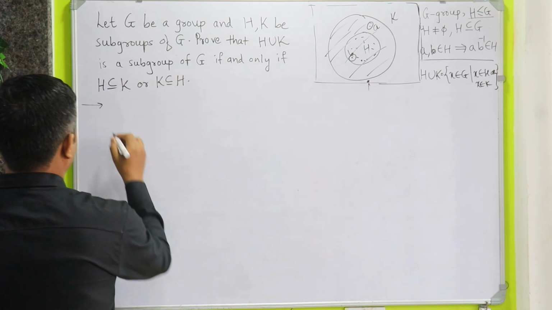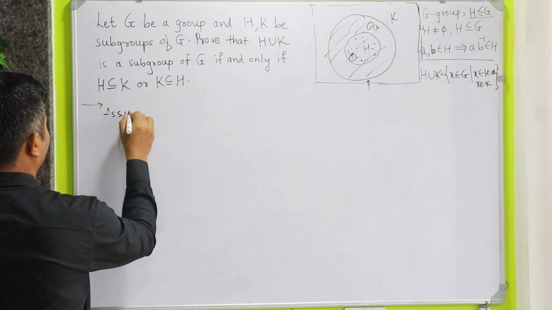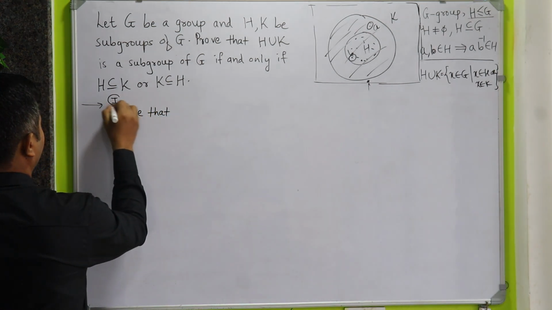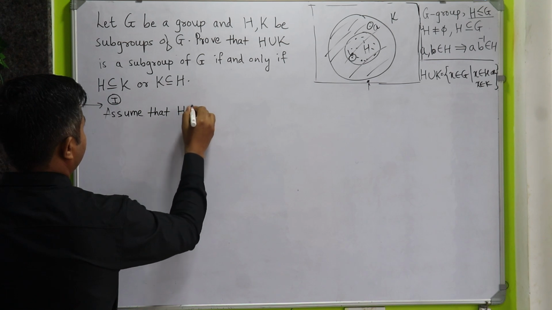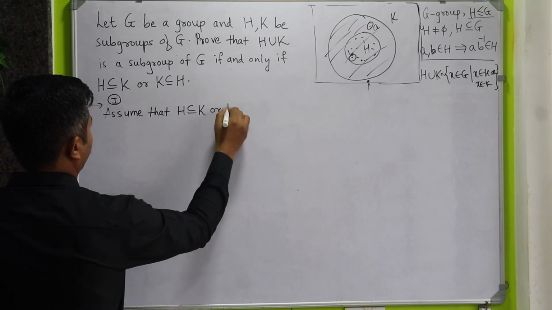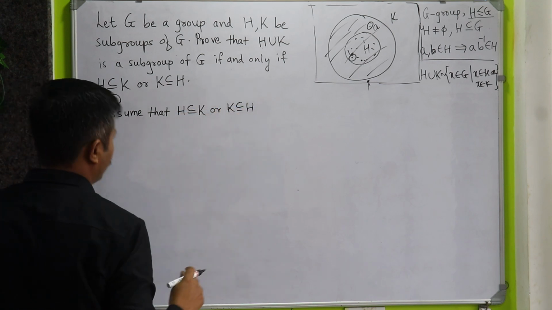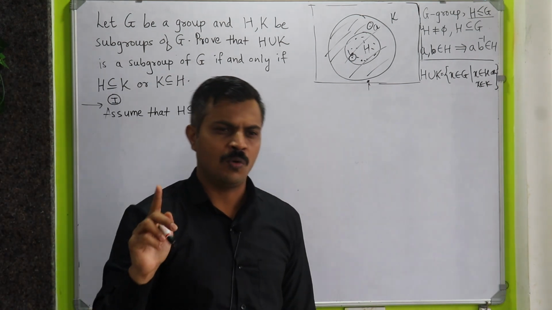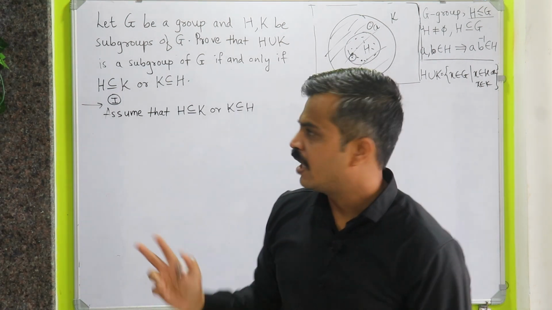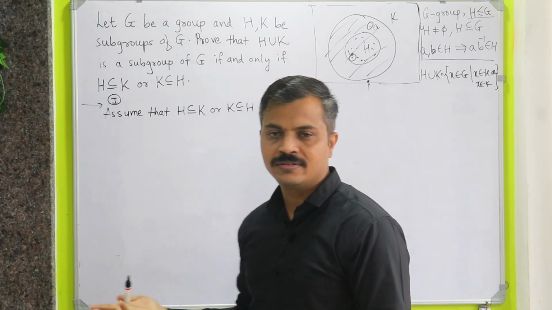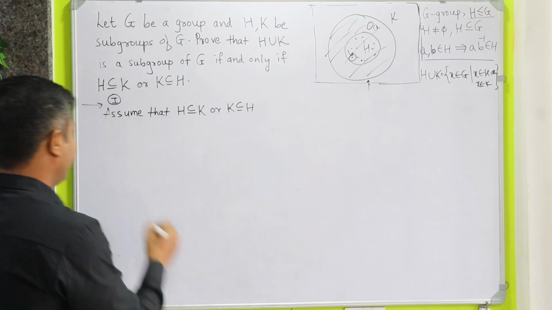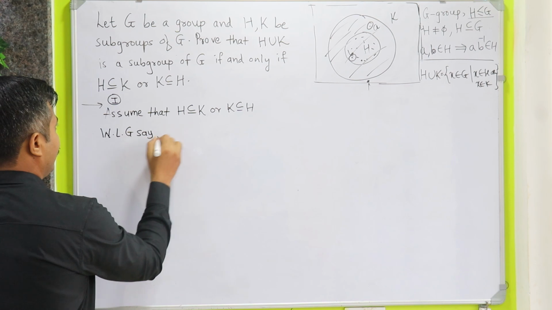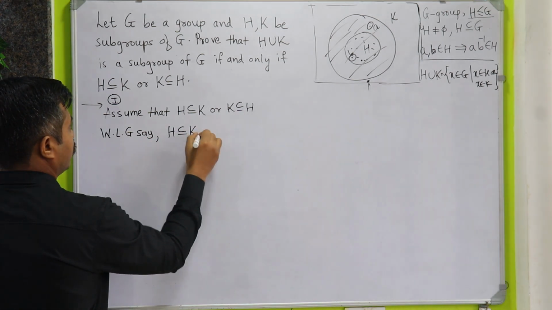So we will say, this is part 1. Assume that H is a subset of K or K is a subset of H. So without loss of generality, we will assume one happens out of these two. Either we can assume this or this, our choice. So I will say, without loss of generality, say H is a subset of K.